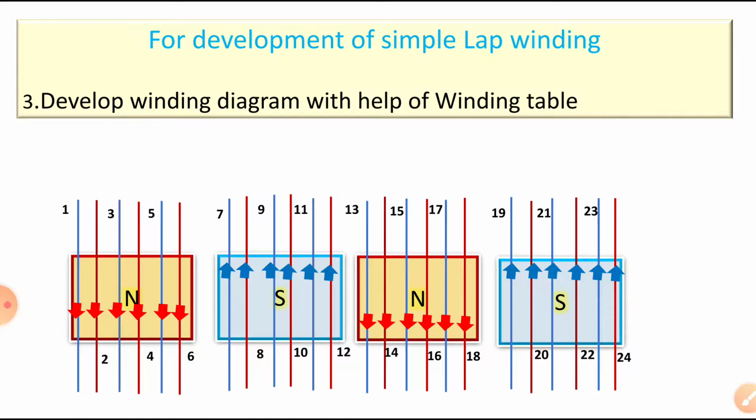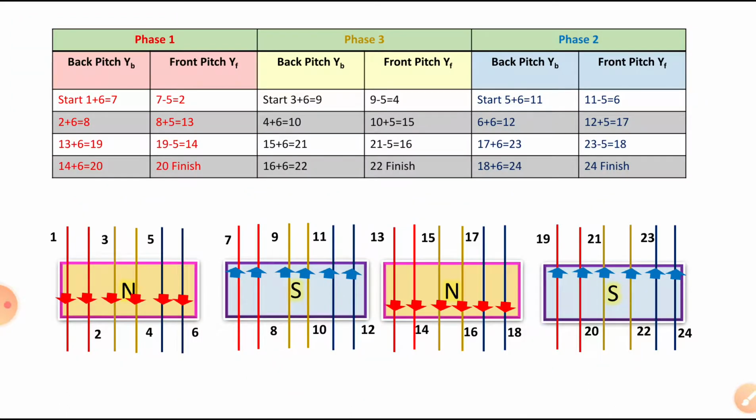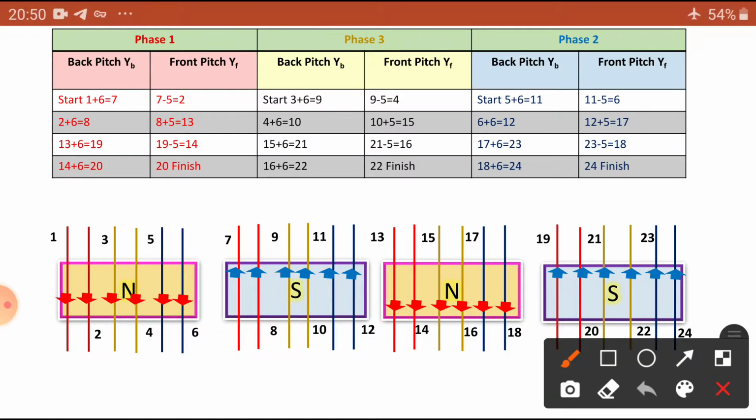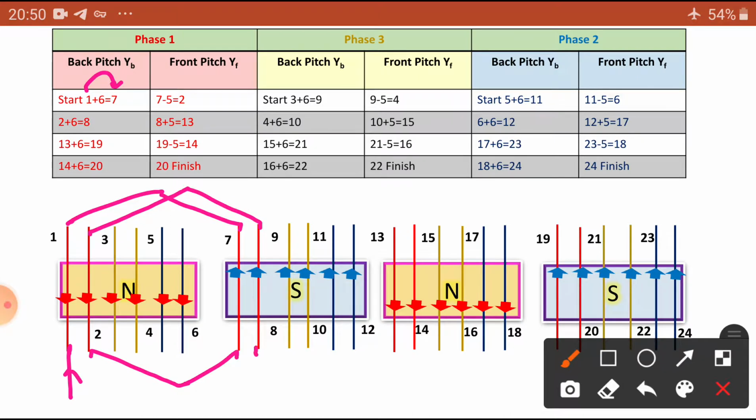So bring our winding table nearby. So this is the winding table. Based on this one, we are going to connect. Let us see. First, we started from 1. So 1 is connected to the 7th. 7 is here. We connected 7 in R phase. 7 is connected to the second. So coming to the front pitch, second is connected here, and second is connected to the 8th. So this is the 8th. Okay, the 8th slot is over.